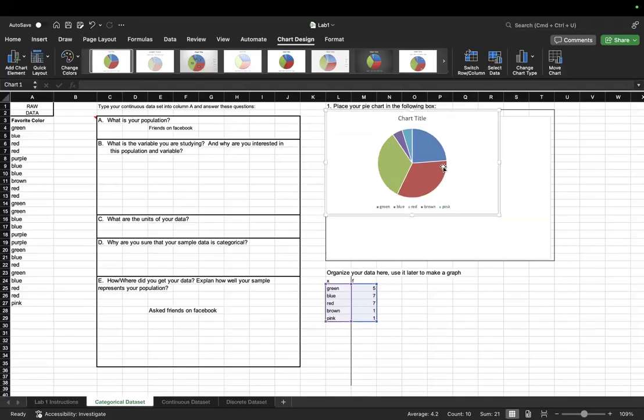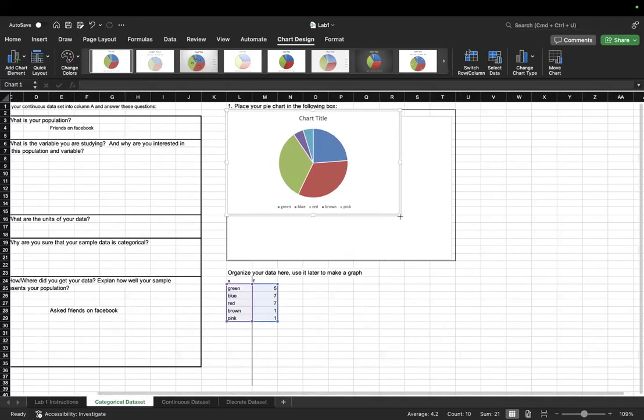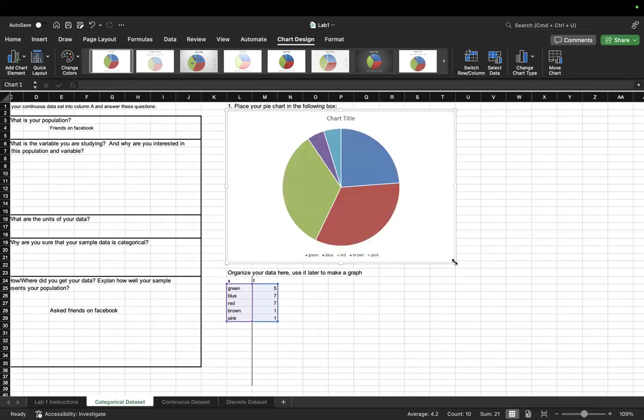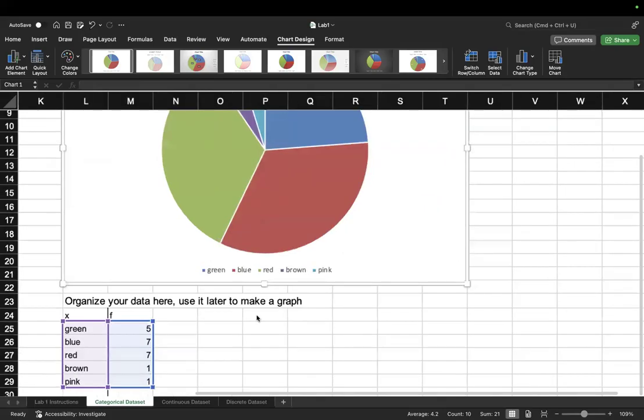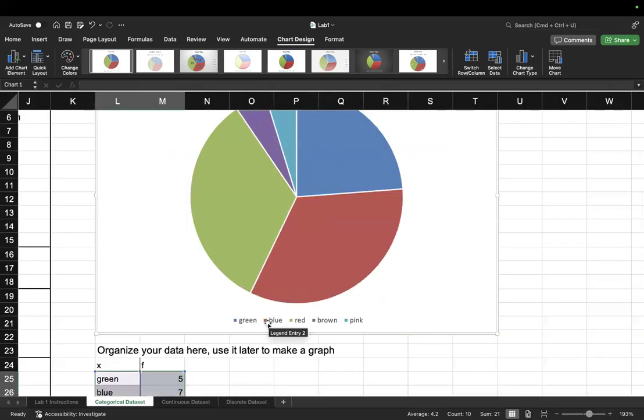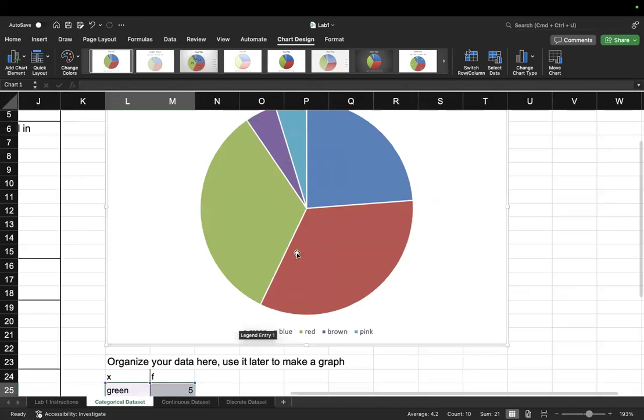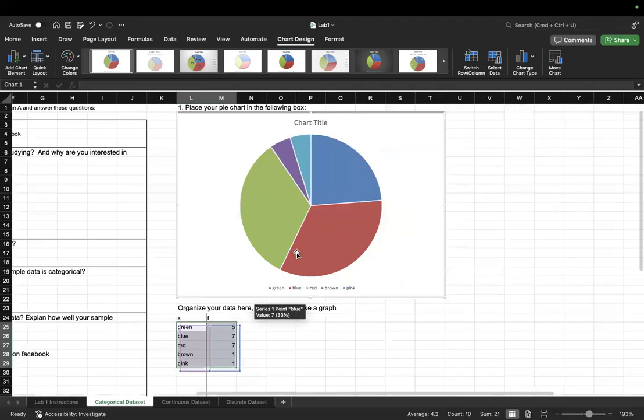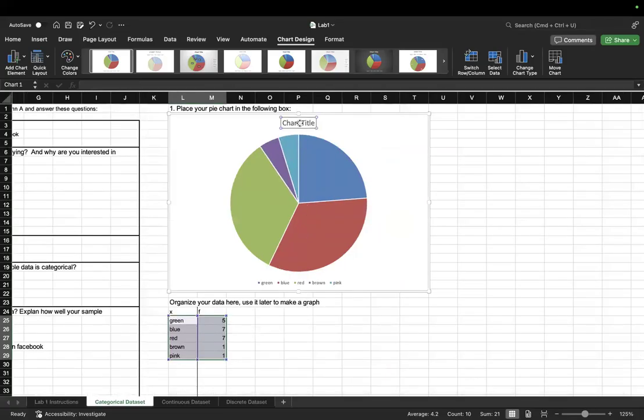It is not done in any way, shape, or form. It is just super, super basic. Some things are really annoying, like take a look. My red is green, my blue is red, my green is blue. That's kind of annoying. Before I fix all of this, I'm going to play with some other things. So I'm going to change my chart title. Friends' favorite colors. Then I'm going to go up here and I'm going to choose a chart style.